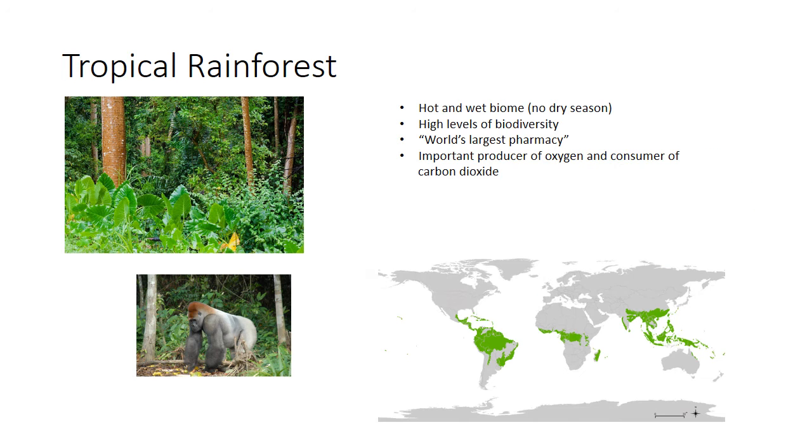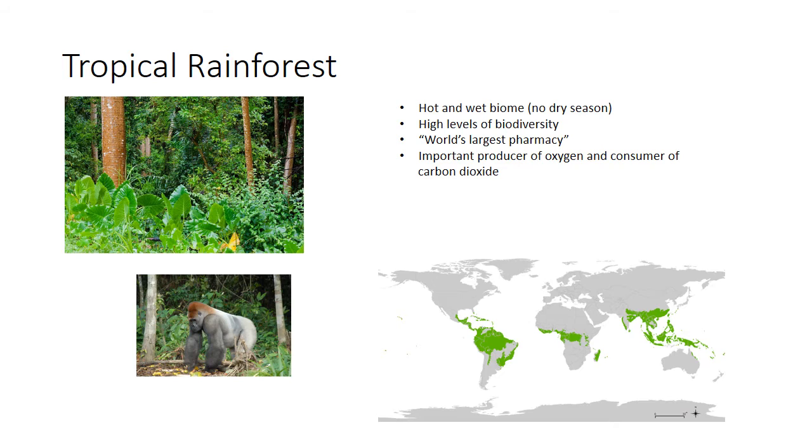Okay, and then finally, tropical rainforest. Hot and wet biome, no dry season. Right? Whenever you come to tropical rainforest, there is some precipitation, at least a little bit of some drizzle, and the surface of the earth, the surface of the plants that form the lower layer of plants in the tropical rainforest, they're all wet.